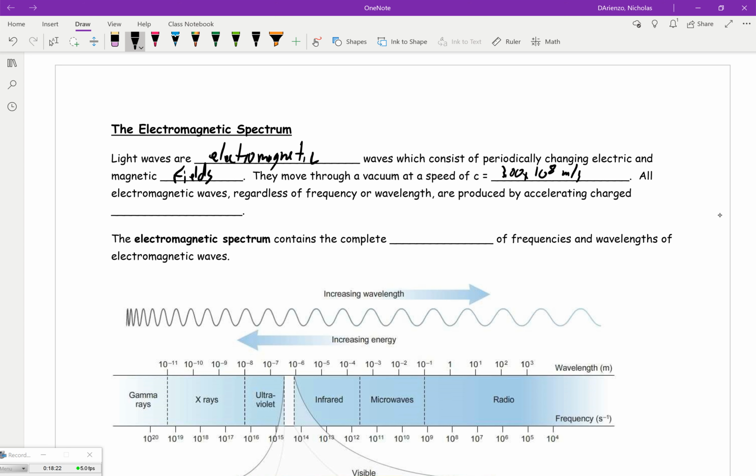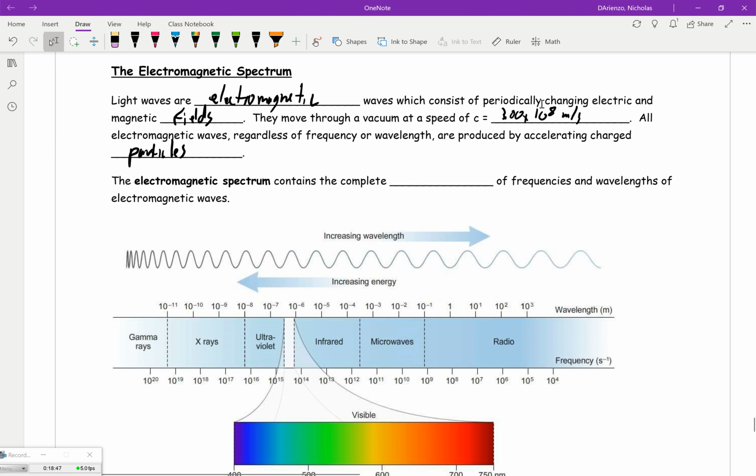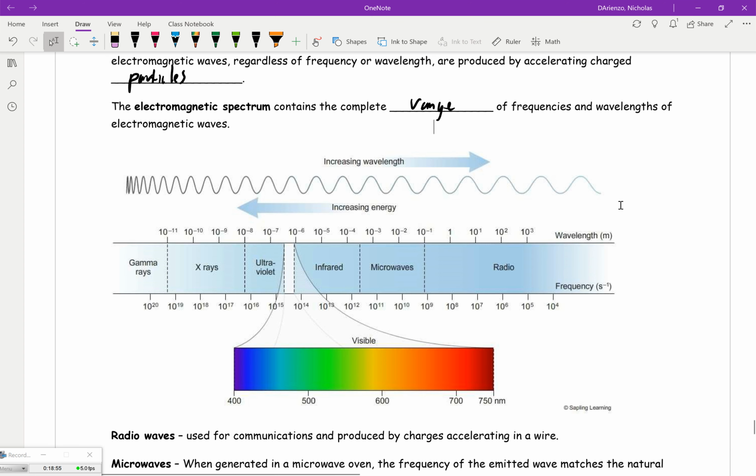And any electromagnetic wave, any type, regardless of the frequency or wavelength, is produced by accelerating charged particles. So charged particles that are in motion, increasing or decreasing velocity, changing direction, are all going to affect their acceleration and therefore produce electromagnetic waves. So the electromagnetic spectrum contains the complete range of frequencies and wavelengths of electromagnetic waves. We should all be pretty familiar with this.